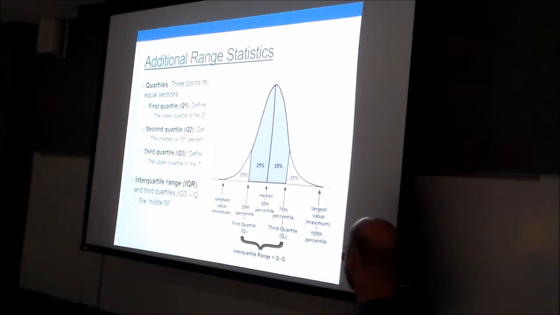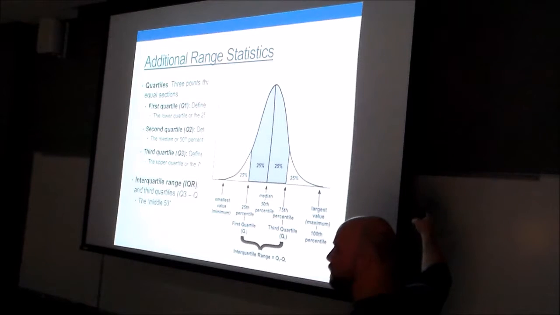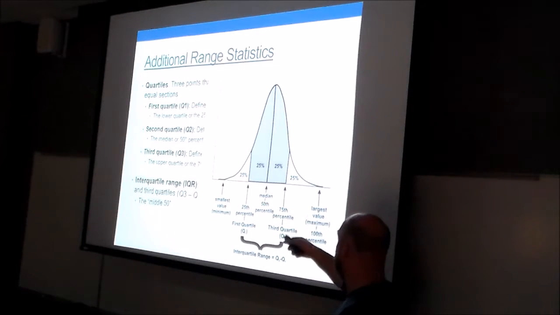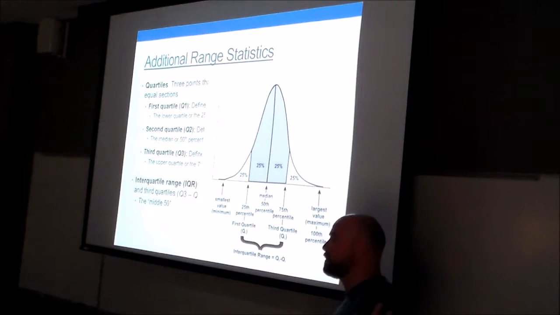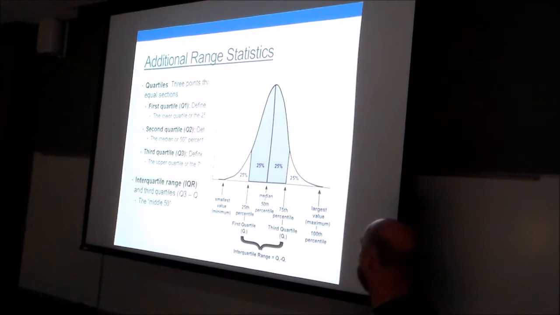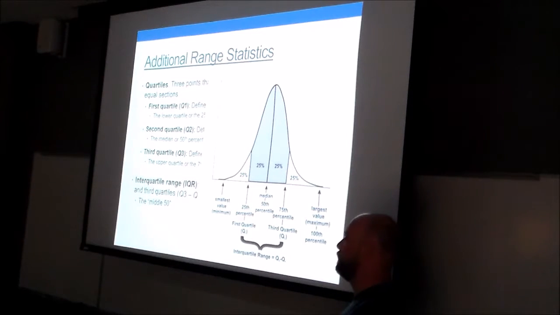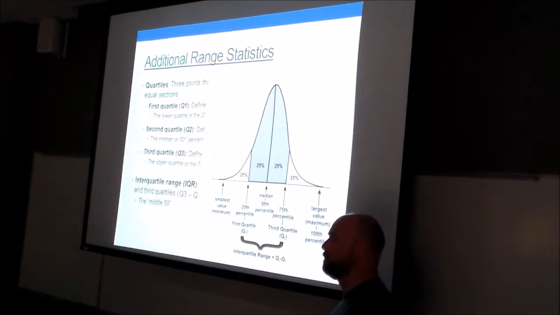Above the third quartile, you're going to have a quarter of scores, the highest scoring scores. Below the first quartile, it's the quarter of lowest scoring scores here. This is scaled on a normal distribution, but this holds regardless of what the distribution looks like.